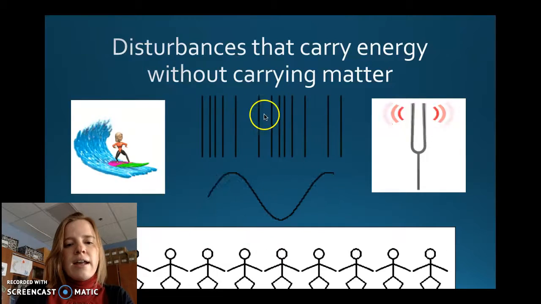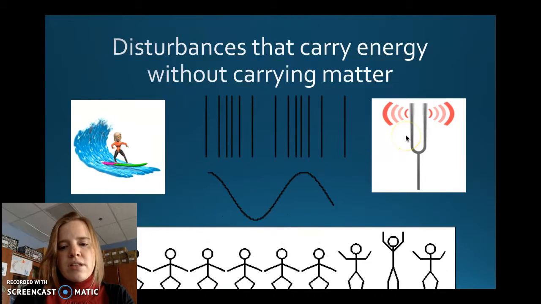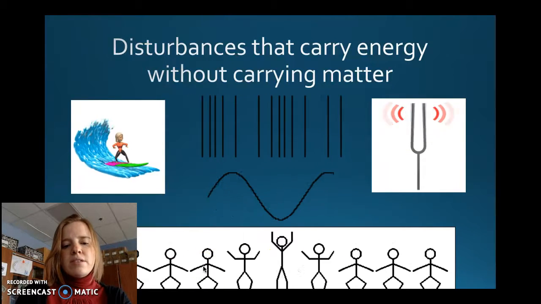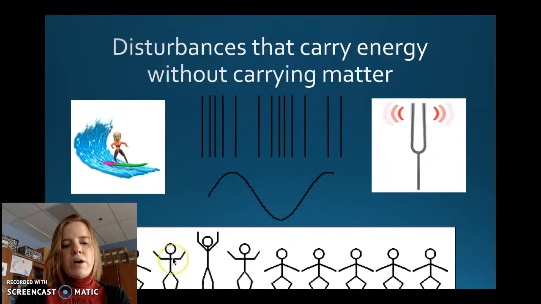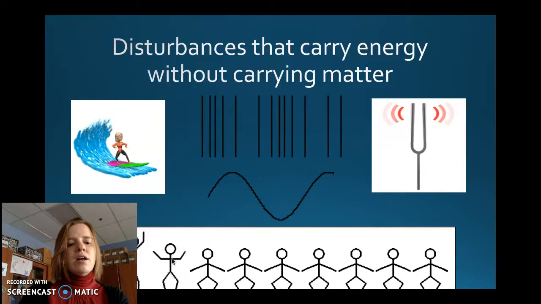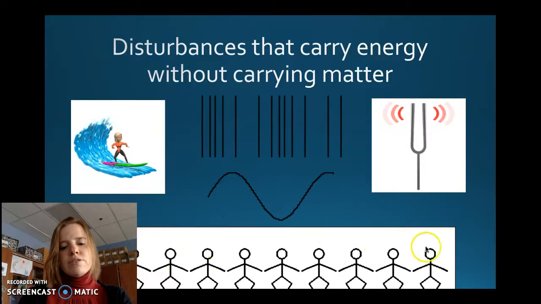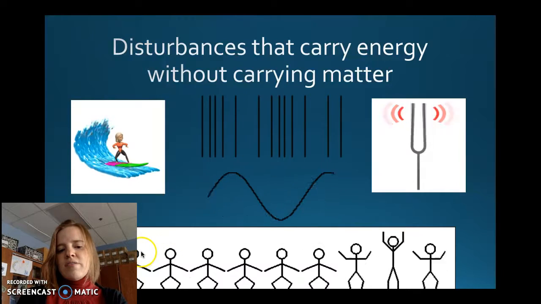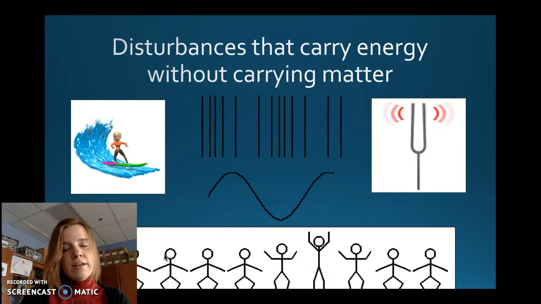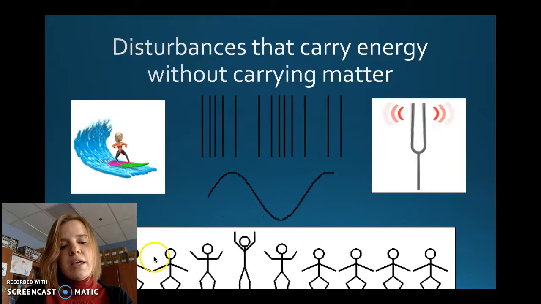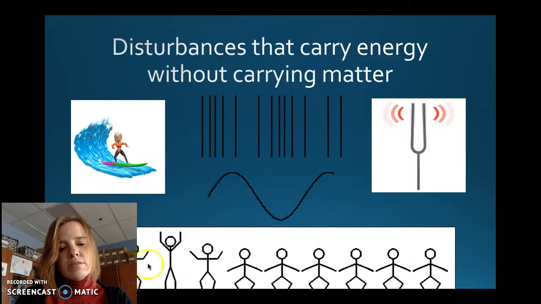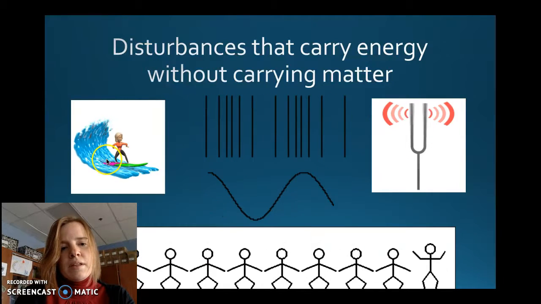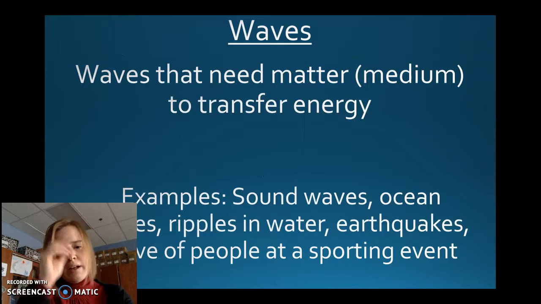You can really kind of see that in some of these animations that I have here. This wave of people is the best example, because if you look at it from afar, you see the wave traveling from left to right, but the people are moving up and down. So the wave itself is not carrying the people to the right. It's only the energy that's being transferred. Okay? It's the same with any of these kinds of waves. So we'll talk about that in more detail.